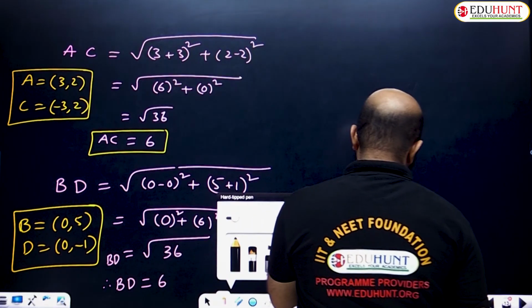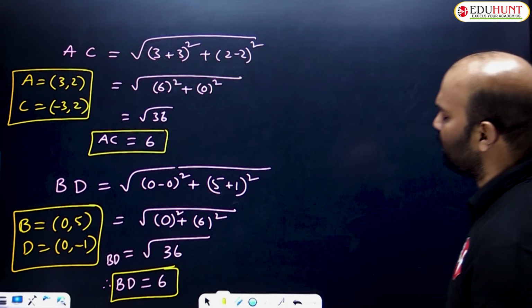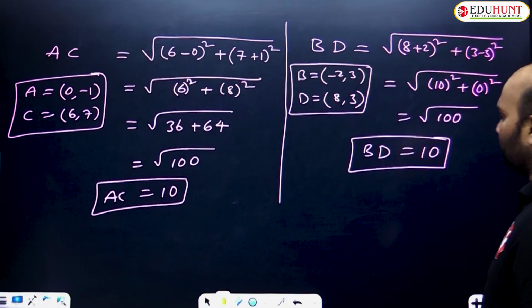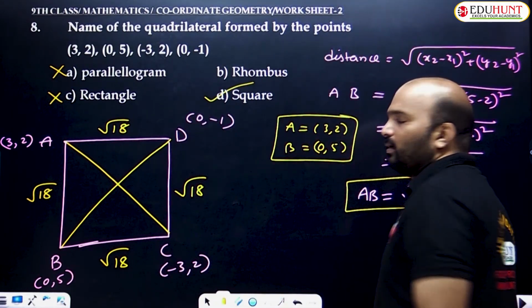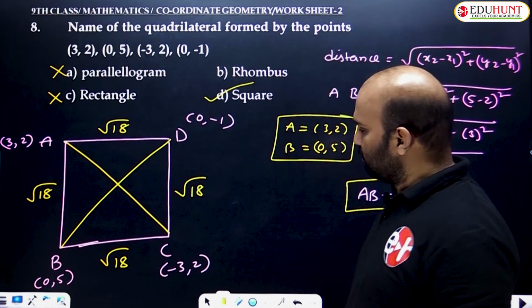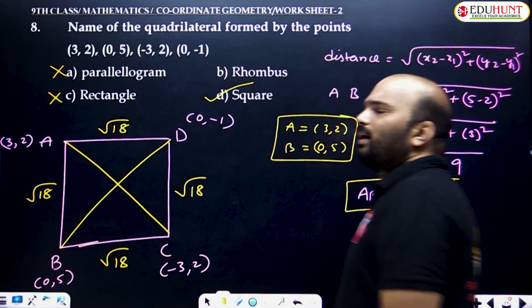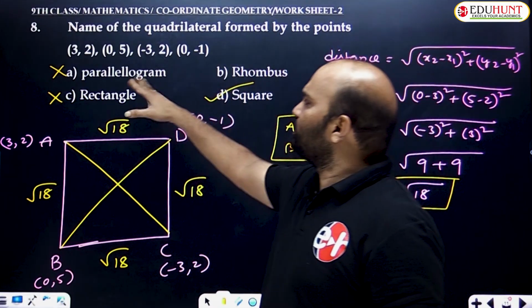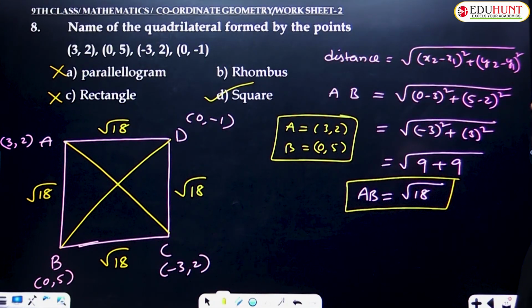So what am I getting for the diagonals? 6. Both diagonals, AC equal to 6 as well as BD also 6. So the diagonals are also equal. If the diagonals are equal, the given quadrilateral is a square. Option D is the right answer, because in a rhombus the diagonals are not equal. So AC diagonal is 6, BD diagonal is also 6, both diagonals are equal, so the given quadrilateral is a square. The points 3, 2, 0, 5, minus 3, 2 and 0, minus 1 form a square. Am I clear?